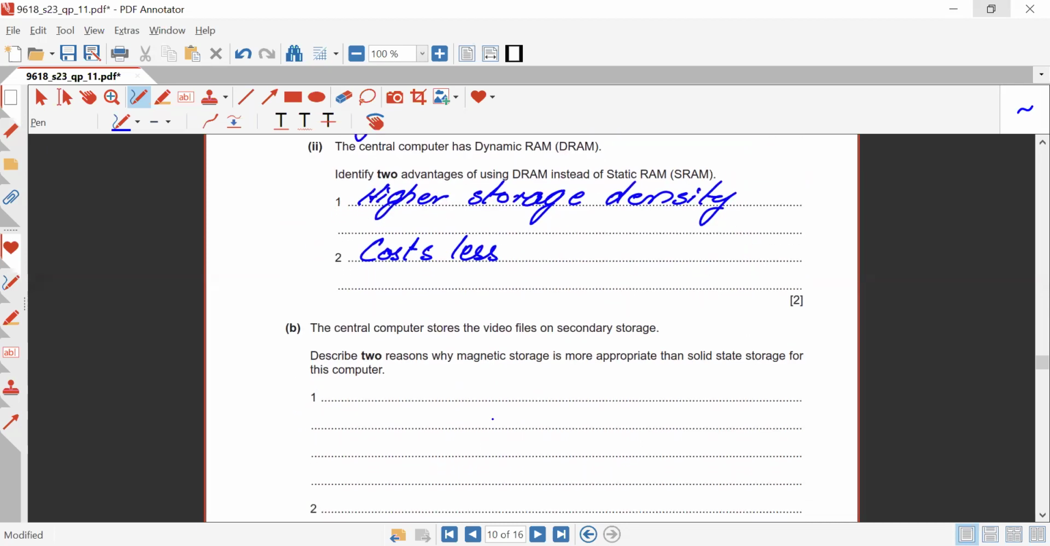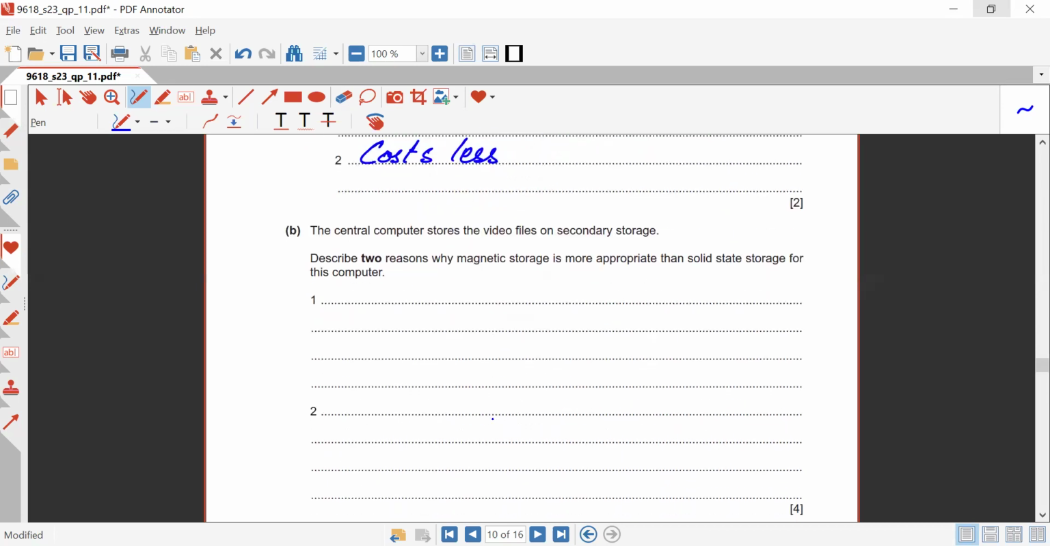Okay, now for part B, they are saying the central computer stores video files on a secondary storage. That means your hard drives. Describe two reasons why magnetic storage is more appropriate than solid state storage for this computer. Now they are asking why hard drives are better than an SSD. A hard drive is something that could have a large number of read and write operations, as it's not having any sort of longevity issue, as well as the cost of magnetic storage is comparatively quite low in comparison to solid state drives. So you could write it down.